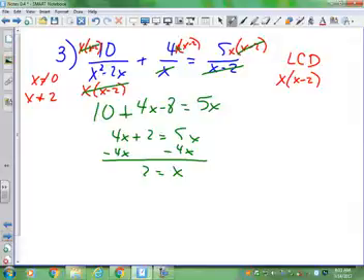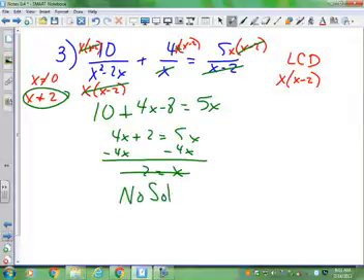But look what happened. I got the number that was supposed to be for the restrictions, so this problem has no solutions, because the one solution I could have is what made the denominator 0, so therefore it can't be a solution.